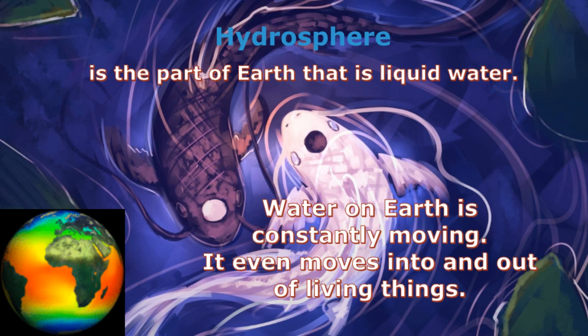Water on Earth is constantly moving. It even moves into and out of living things, like we need water to live and we excrete it afterwards. When we say the water is moving, we are talking mainly about the hydrologic cycle.